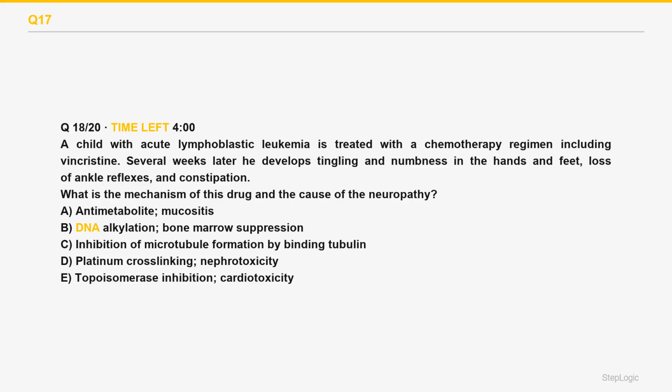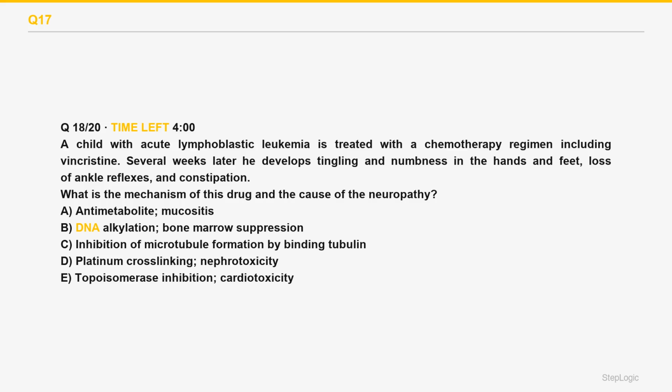What is the mechanism of this drug and the cause of the neuropathy? A child with acute lymphoblastic leukemia is treated with a chemotherapy regimen including vincristine. Several weeks later, he develops tingling and numbness in the hands and feet, loss of ankle reflexes, and constipation.